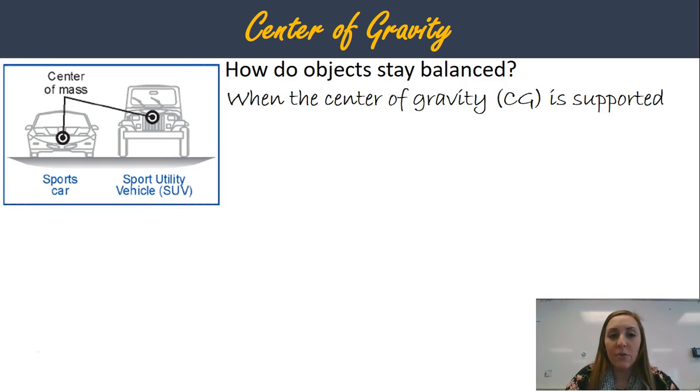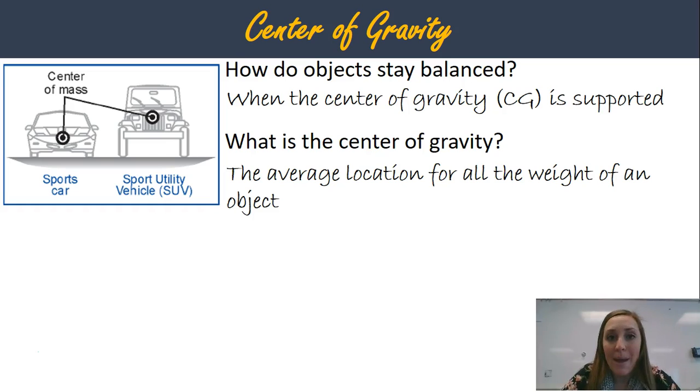So the center of gravity is just the point. What is it? The point at which all the mass is basically averaged, or the average location for all the weight of an object. If you have a lot more mass on one side, then the center of gravity is going to be closer to that side, because on average, where is the mass?